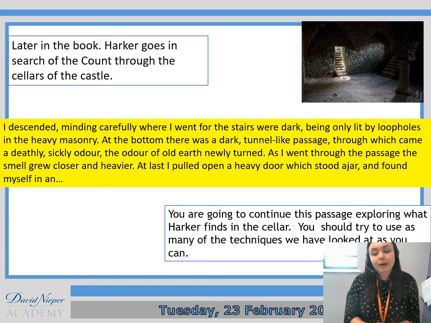So what you're going to do now is have a go at using your own tension building techniques to continue the story of Dracula. Later on in the book, Harker goes in search of the Count through the cellars of the castle. I'm going to read you a little passage, and then your task for this lesson is to see if you can continue it. We are going to plan, so don't rush into this. And you're going to see if you can use some tension building techniques.